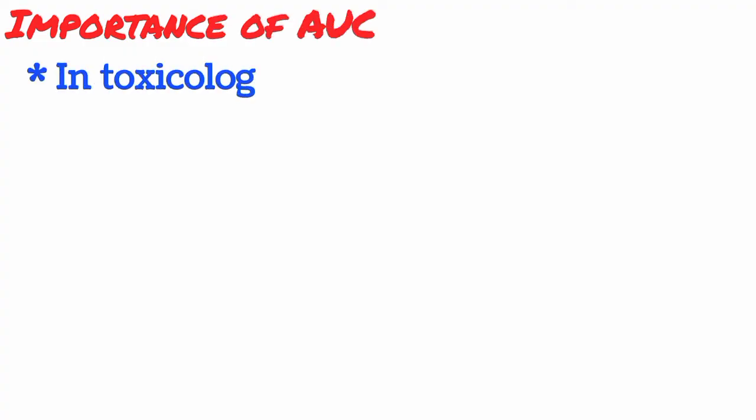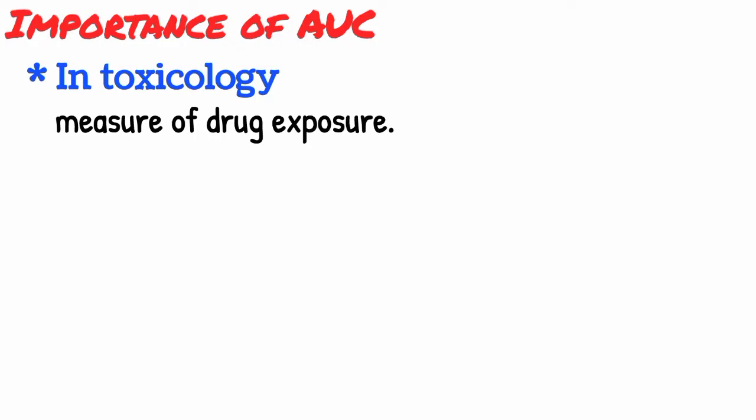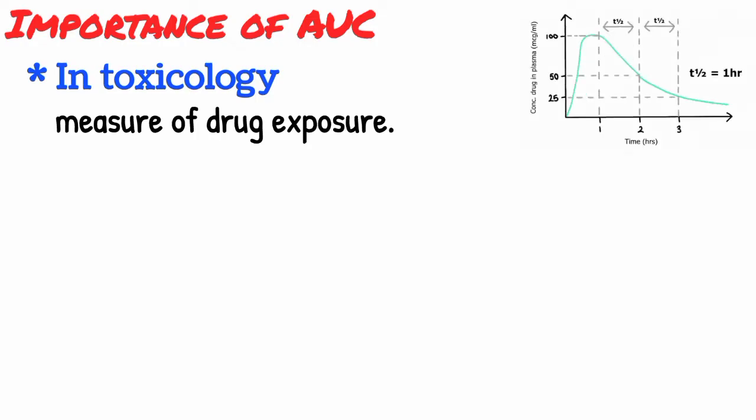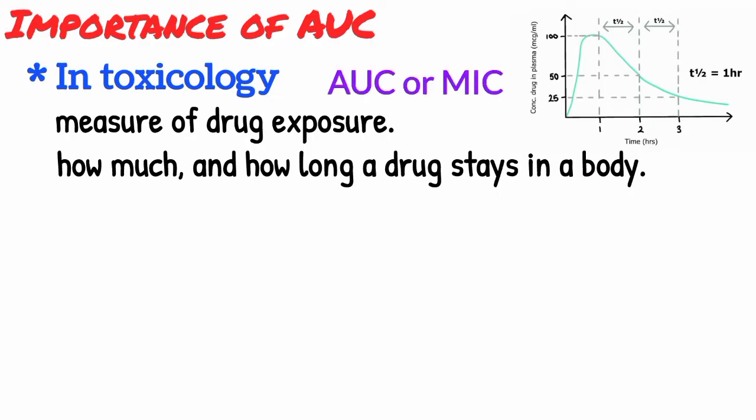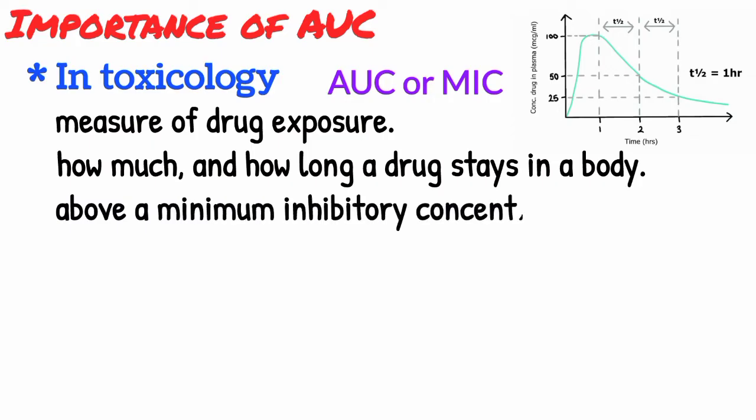If we talk about the importance of area under the curve, in toxicology, AUC can be used as a measure of drug exposure. It is derived from drug concentration and time, so it gives a measure of how much and how long a drug stays in the body. The efficacy of some antibiotics is related to AUC over MIC, thus maintaining a concentration above a minimum inhibitory concentration, or MIC, is more important than peak concentrations.